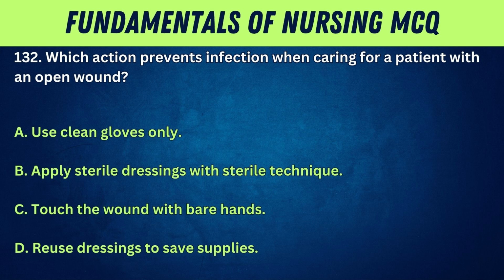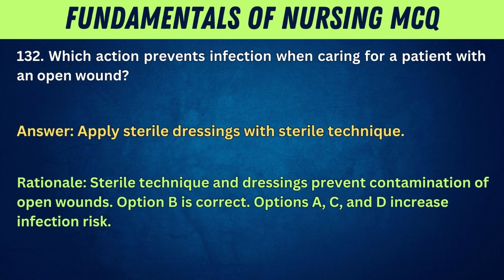132. Which action prevents infection when caring for a patient with an open wound? A. Use clean gloves only. B. Apply sterile dressings with sterile technique. C. Touch the wound with bare hands. D. Reuse dressings to save supplies. Answer. Apply sterile dressings with sterile technique. Rationale. Sterile technique and dressings prevent contamination of open wounds. Option B is correct. Options A, C, and D increase infection risk.